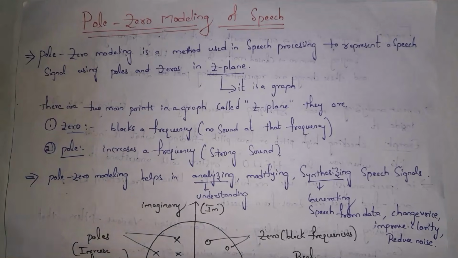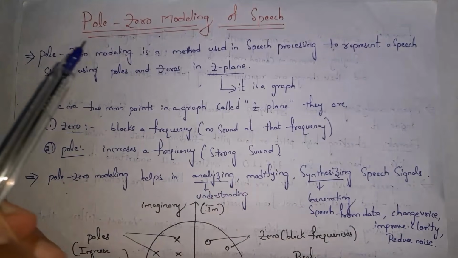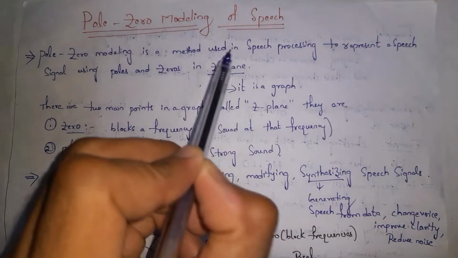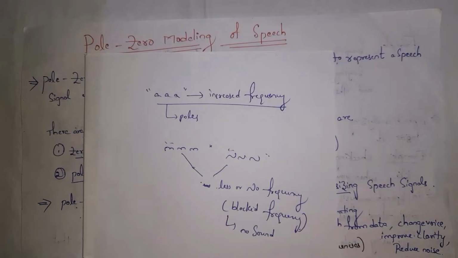Let's get started. Guys, pole zero modeling is a mathematical model used in speech processing, and this model is used to represent speech signals using poles and zeros in Z-plane. Guys, Z-plane is nothing but a graph. This graph contains poles and zeros. I'll give one simple example so that you can clearly understand what these poles and zeros are.